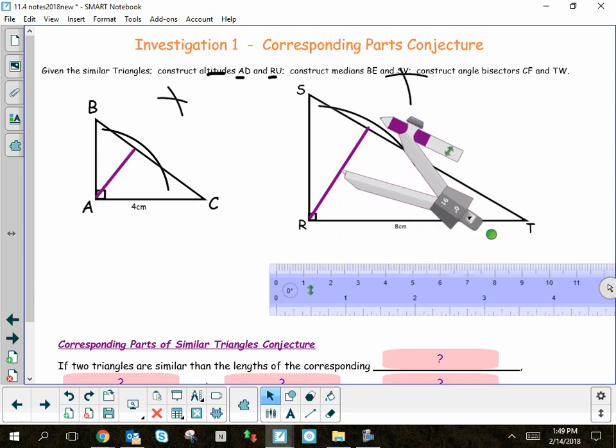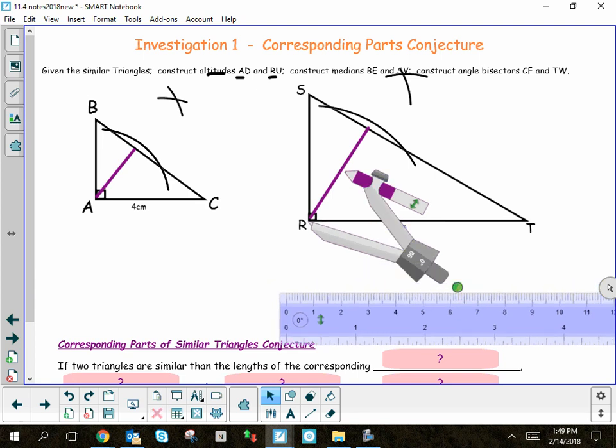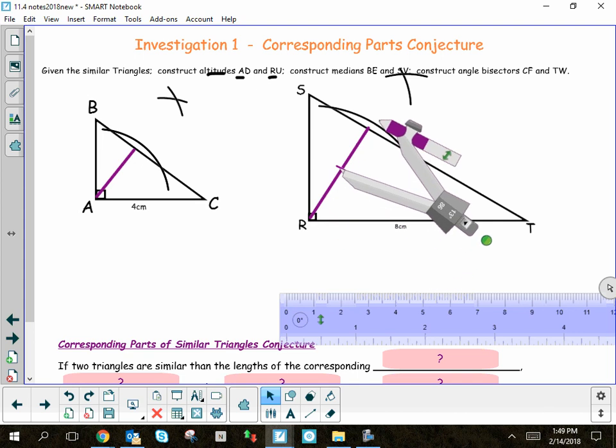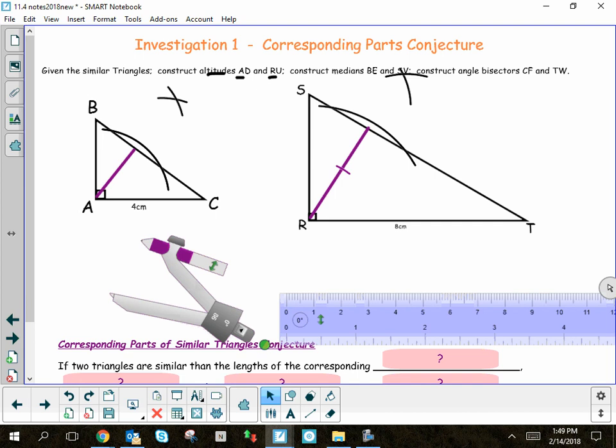Okay? And so mine are a little off. And of course mine is digital. Yours is probably a little bit better. Yeah, so see, mine's a little off. Okay, but it should be 1 to 2. Let's try constructing an angle bisector. We'll just do one more.